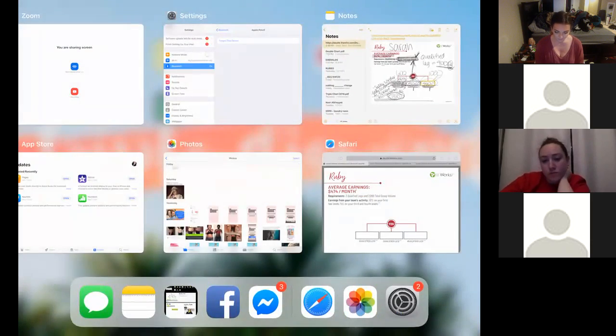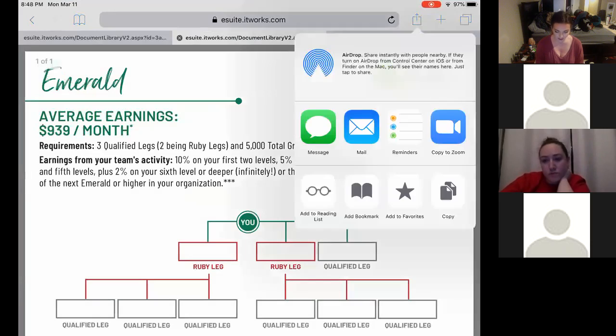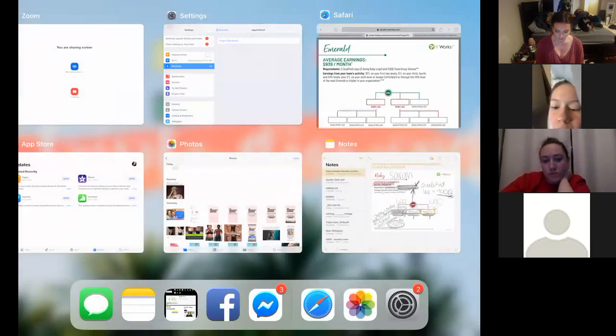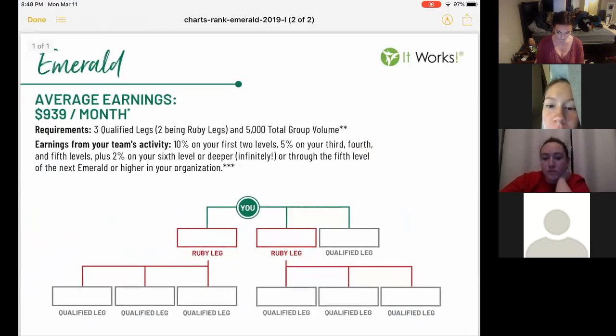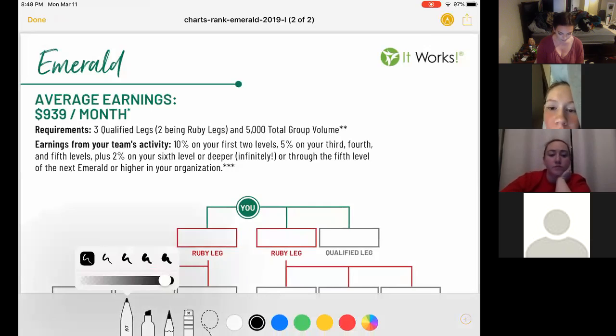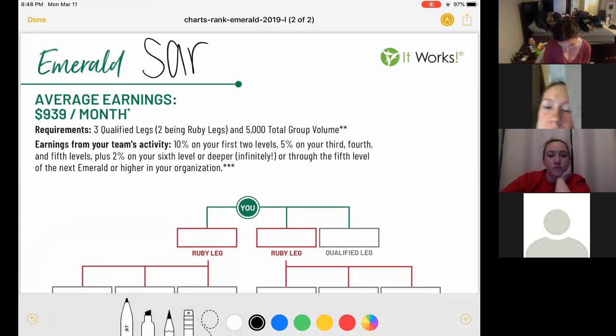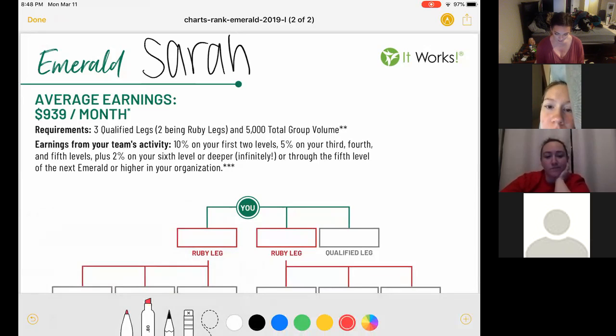So the next chart we're going to talk about is our Emerald chart. We're going to talk about Sarah again because she is on. So notice here, you have 2 Rubies and a 400 box or a qualified leg. You will either hear qualified leg or 400 box. It basically means the same thing. So I'm going to write that up here.